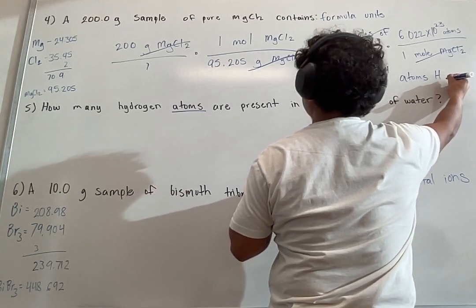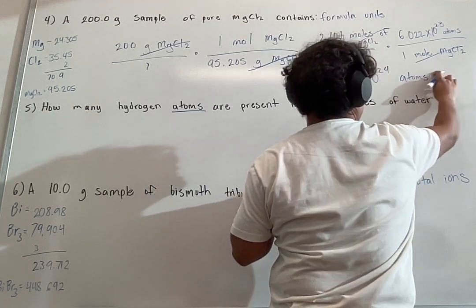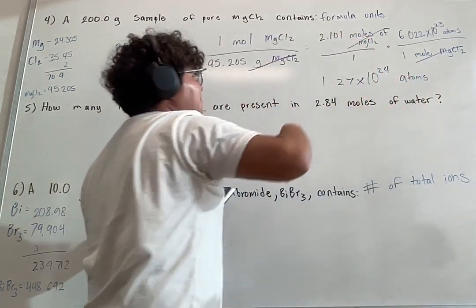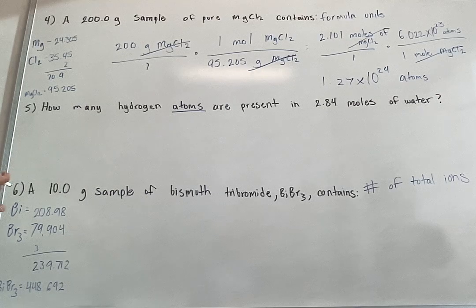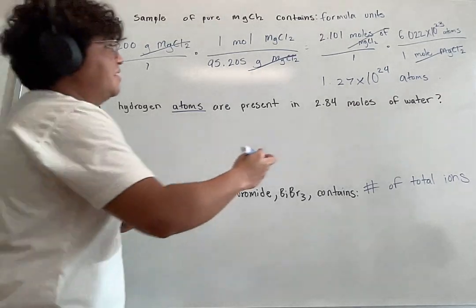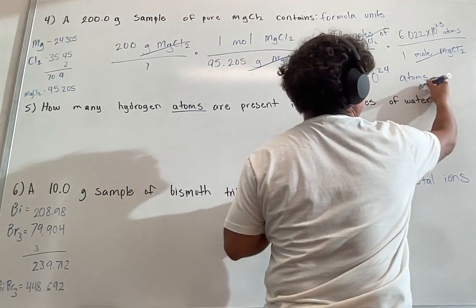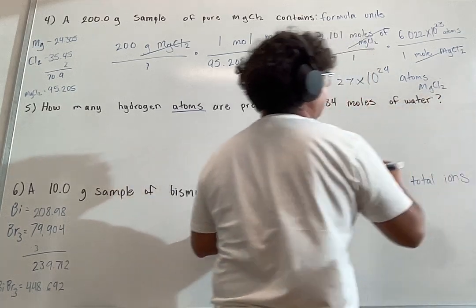Sorry, not hydrogen. What the heck? Where did hydrogen come from? Of MgCl2. My bad. But there we go. MgCl2. There we go. Okay.